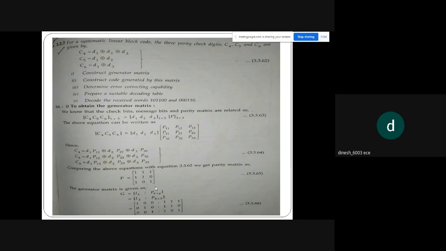Any doubts in this equation 3.65? Because obtaining this P matrix is important. From this P matrix, the remaining is all familiar to you all.